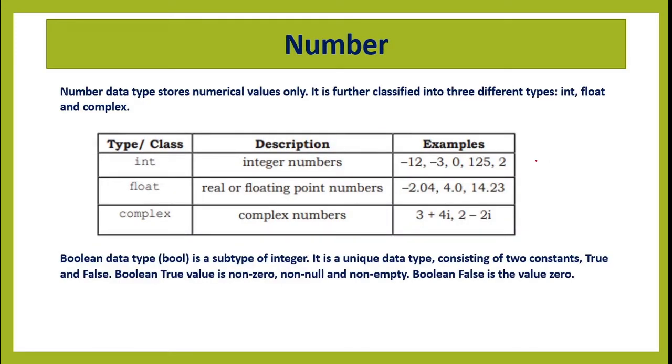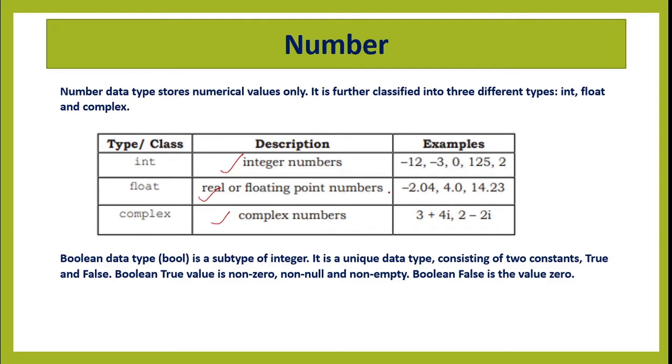The first one, number. The number data type stores numerical values only. It is classified into 3 types: int, float and complex. Int means integer numbers, float means real or floating point numbers, complex means complex numbers. Here are the examples. Integer includes positive and negative numbers also: -12, -3, 0, 125, 2. These are the integer type.